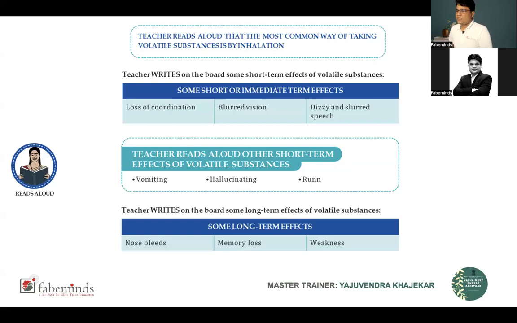Okay, so we'll read about some of the short-term effects. The short-term effects are loss of coordination, blurred vision, dizziness and slurred speech. The teacher reads aloud other short-term effects of volatile substances like vomiting and hallucinating. Then the teacher writes on the board about the long-term effects. What are the long-term effects? The long-term effects are nosebleeds, memory loss, weakness. So these are some of the long-term effects.